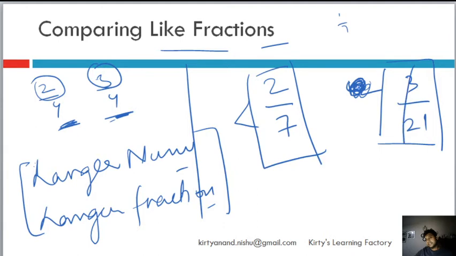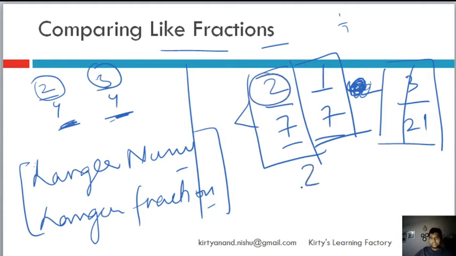When we do that, we see that actually it is 1 by 7. So in this case these are in simplest forms, and we have identified that these are like fractions, and now we can easily say that the larger numerator is here, therefore 2 by 7 is greater than 1 by 7. So first reduce the fractions to their simplest forms. After reducing them to their simplest forms, if they are like fractions, use this method.